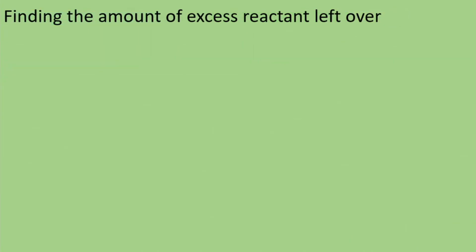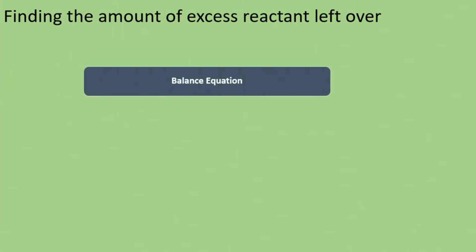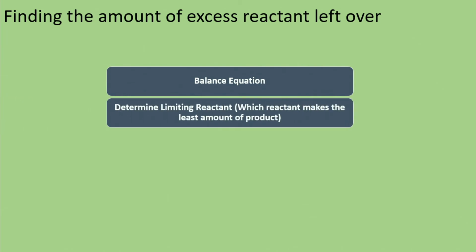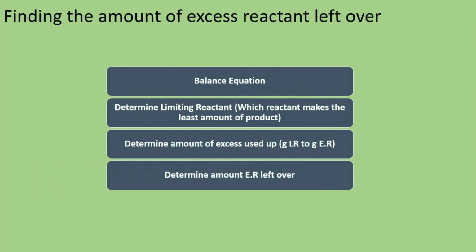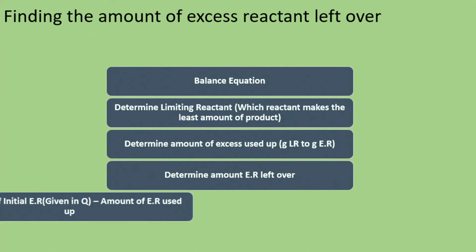So for this style of question, where we're finding the amount of excess reactant that is left over, we have a couple more steps that we need to do. We're still going to start with a balanced equation, and then we're going to determine our limiting reactant, so which of our two reactants is going to make the least amount of product. From that, we're going to have to determine the amount of excess that's used up. So we'll take our grams of our limiting reactant to our grams of our excess reactant, and then we're going to determine how much excess reactant is left over.